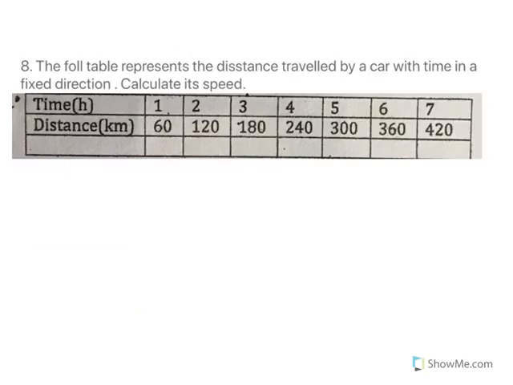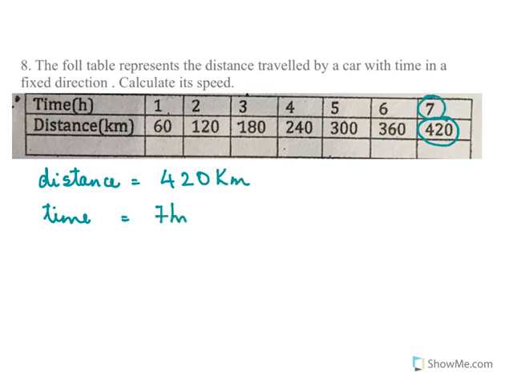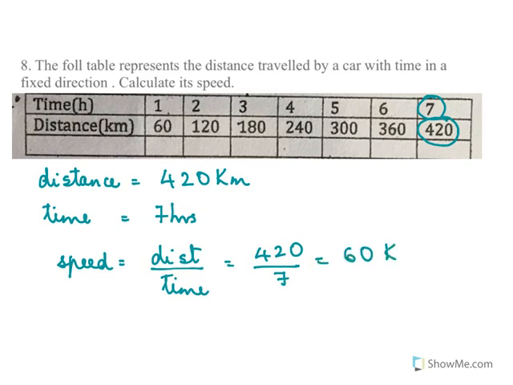The following table represents the distance traveled by a car in a fixed direction. Calculate its speed. So to find out speed, first we must know distance and time. Now in this case, the total distance it travels is 420 kilometers in a time of 7 hours. So the speed will be distance over time, and that is 420 over 7, 60 kilometer per hour.